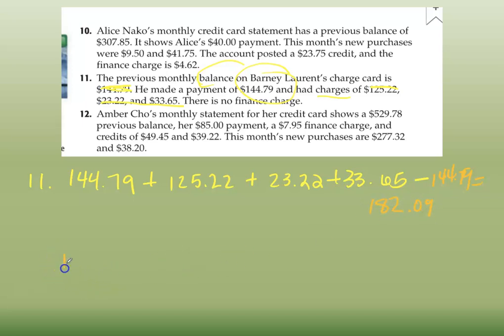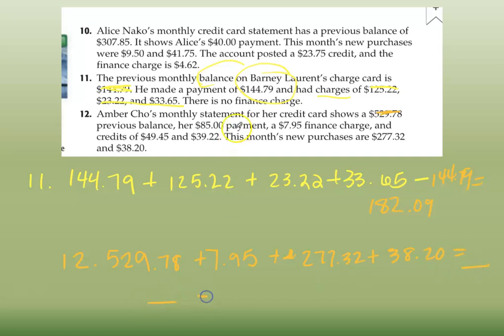Okay, and then if we go on to number 12, not sure if I have the answer for number 12, but I can surely write it out. Statement for her credit card shows a previous balance of $529.78. A payment, a finance charge. Okay, so I add the finance charge. I add the credits. Oops, nope, I do not add credits. I add new purchases. So I add $277.32, and I add $38.20. I could get my total there.